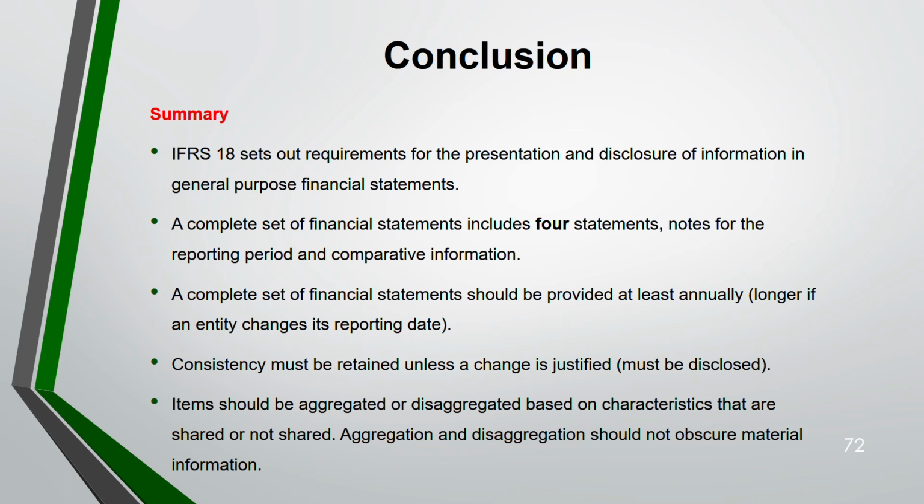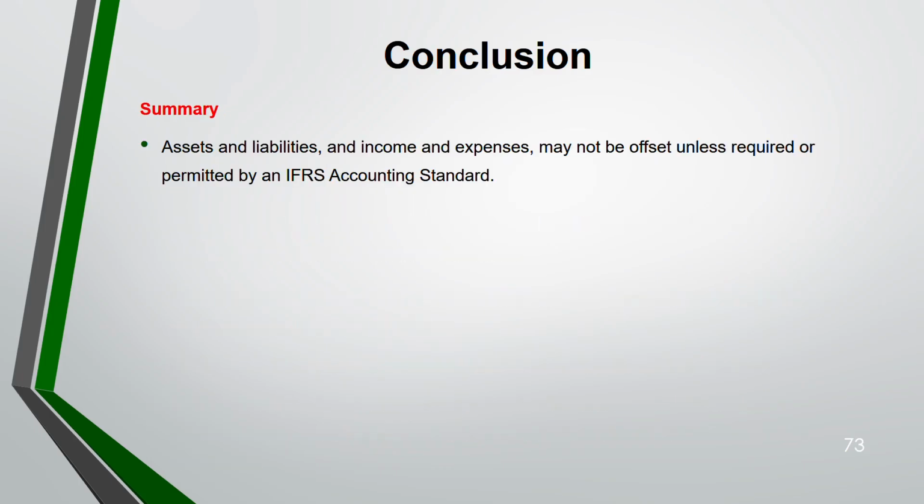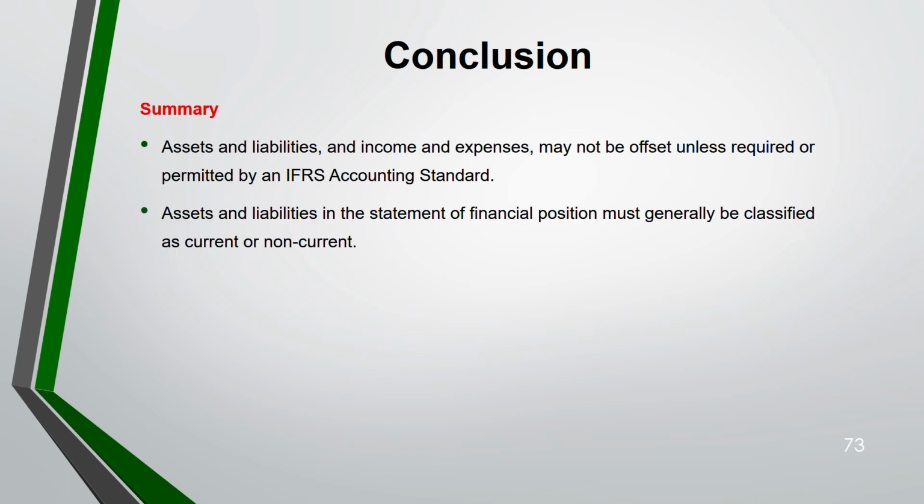Items should be aggregated or disaggregated based on the characteristics that they are sharing or not sharing, okay. If they are sharing the characteristics, aggregate, not sharing, disaggregate. And also aggregation and disaggregation should be done to not hide important information, okay. Material information should not be obscured. Next, asset, liability, income, expense should not be offset. Asset and liability should not be offset, and income and expenses should not be offset unless required or permitted by the IFRS. Assets and liabilities in the statement of financial position should be classified as current or non-current.